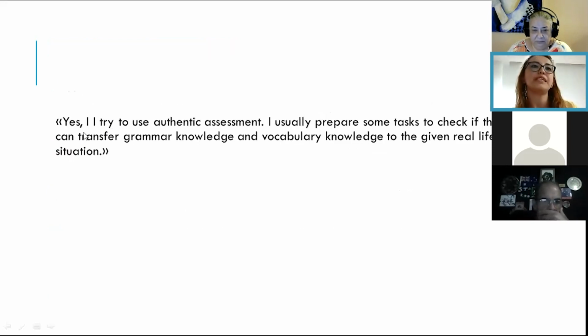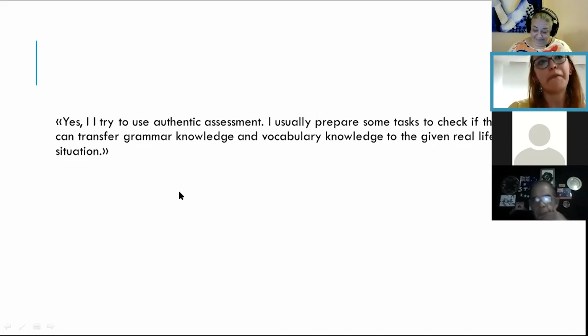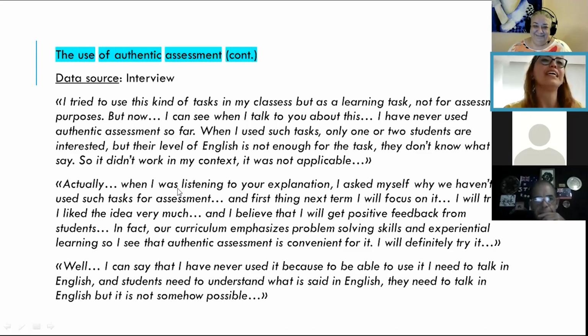One teacher said, yes, I try to use authentic assessment. I usually prepare some tasks to check if they can transfer grammar knowledge and vocabulary knowledge to the given real life situation. And this made me smile. Only one teacher made me smile, made me happy, I guess. We are going on with the use of authentic assessment in the interview data. And let's look at what the findings are.